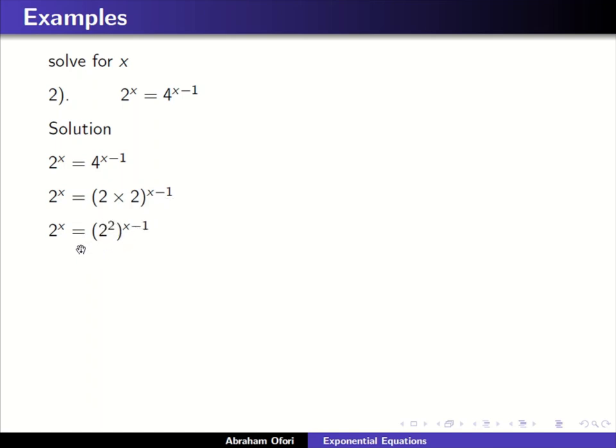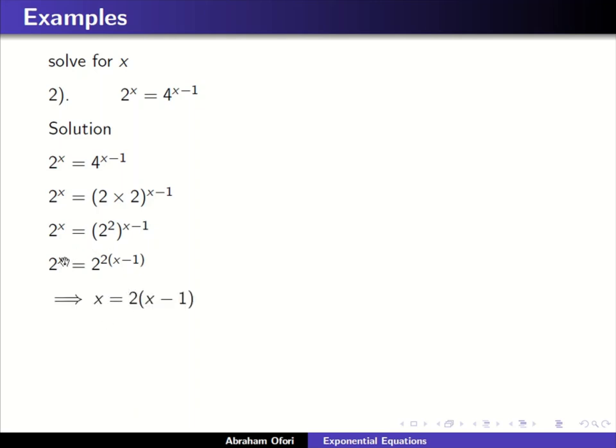Now from our rules of indices, if you have a to the power m all to the power n, then you can multiply the two powers. The same thing applies here, so I can rewrite this as 2 to the power 2 times the power x minus 1. I hope this is clear, right? We are using the identities in indices.